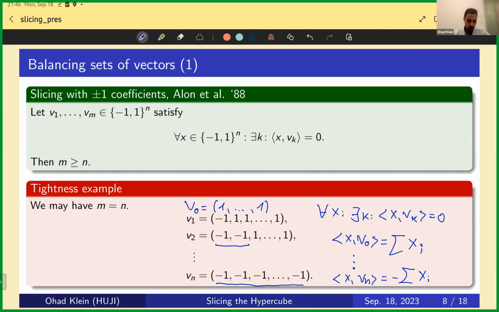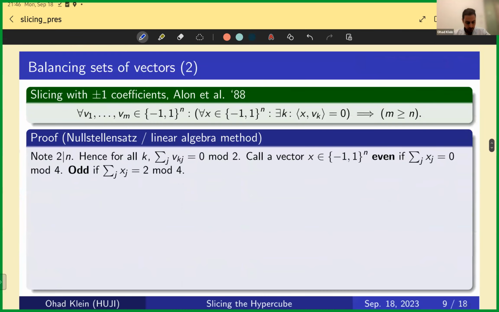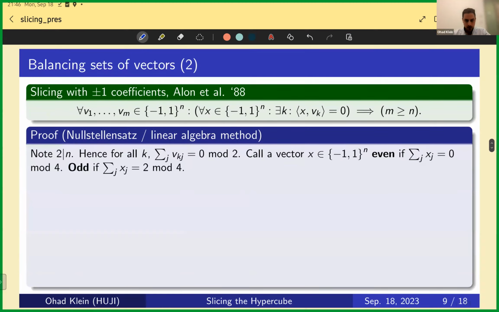Okay, so let us prove now the result of Alon. First of all, notice that we must have that 2 divides n. Otherwise, we cannot have that the inner product of two vectors which are plus or minus 1 will be equal to 0. So this we assume. And now we have that if we sum all coordinates of our vectors, we always get 0 modulo 2.